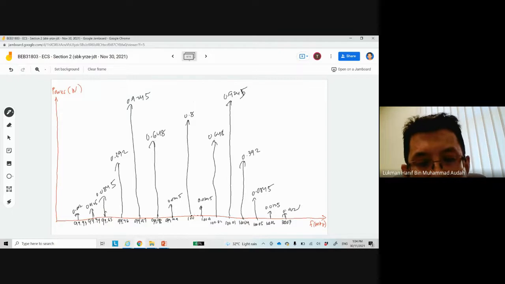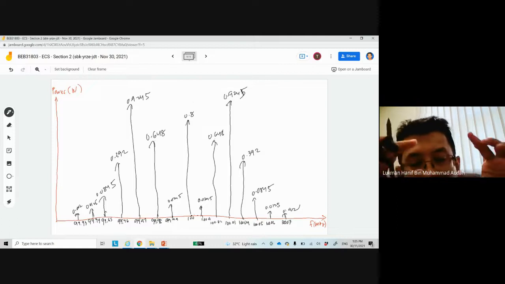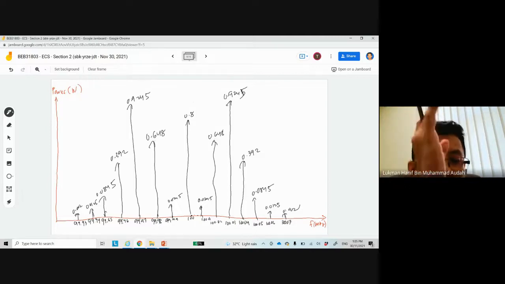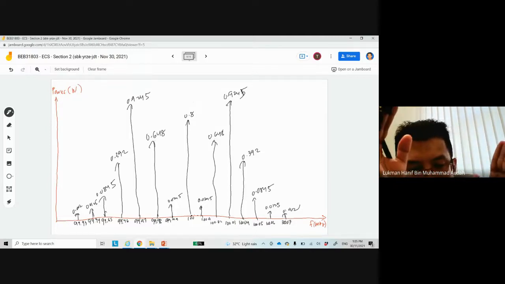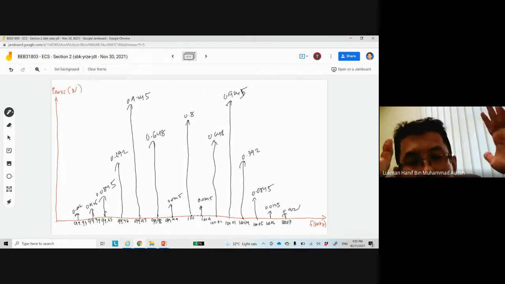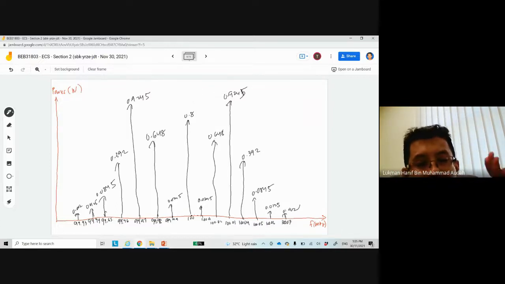So again, the drawing is correct. There are 7 pairs of sidebands, drawn by estimating high and low. Okay, so I have 7 pairs of sidebands and 1 carrier component. Correct drawing. Then I label the axis, I label the frequency, and I label the power. So full marks. So you can see there are 7 pairs of sidebands, complete with power and also frequency components.